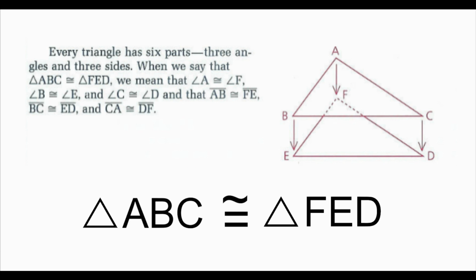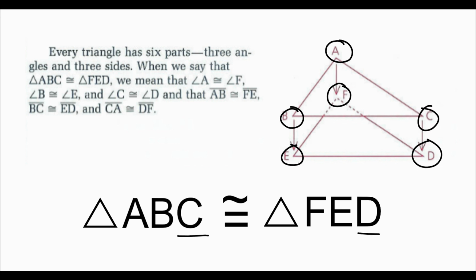So notice, if I have triangle ABC congruent to triangle FED, A comes first, so F would need to come first because in my diagram, A and F are the same angle. So when I look at my congruent statement, I know that angle A is congruent to angle F. Then my next is angle B and angle E. Angle B and angle E are congruent, so they would come next. Then I would have angle C and angle D, because those are also congruent in my diagram. So that tells me that angle A is congruent to angle F, angle B is congruent to angle E, and angle C is congruent to angle D.